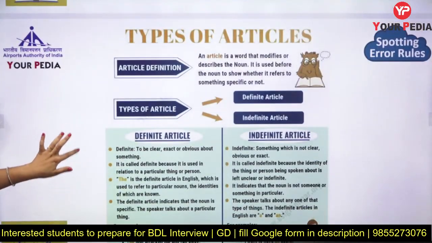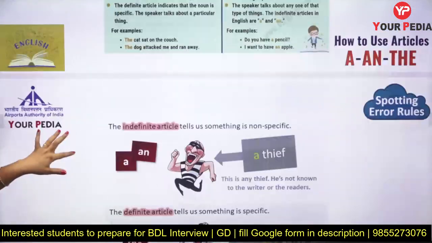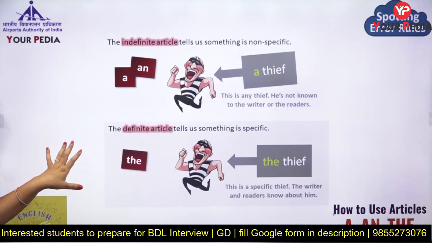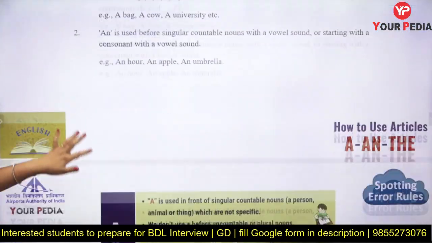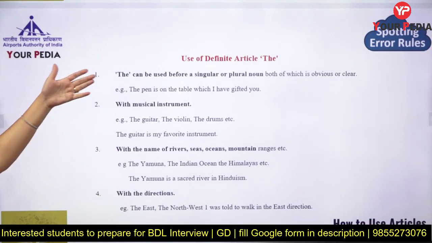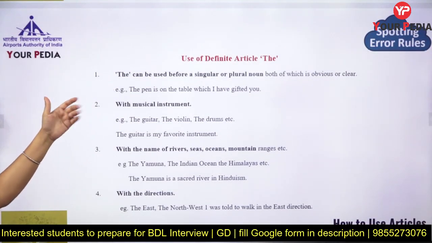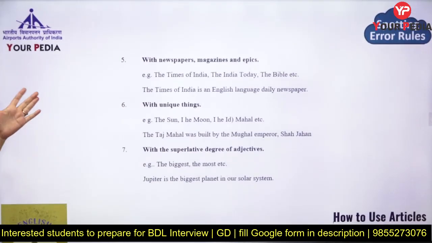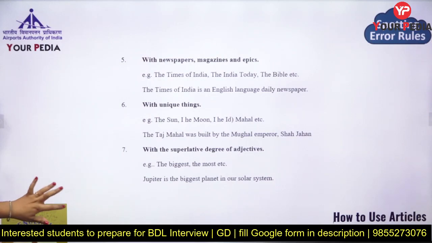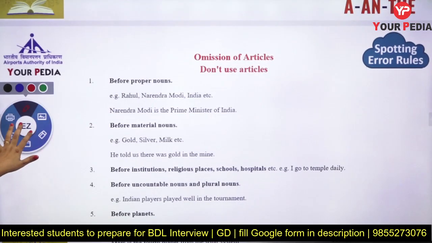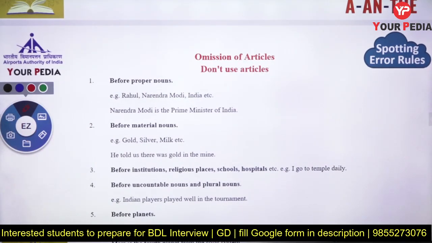So we have 3 articles. The articles are A, an and the. Article A is used for something that is indefinite, and an is used for something that starts with a vowel sound, also for the indefinite, and the is used for something that is definite to us. And where was the used? The was used regarding a definite thing, with musical instruments, with the names of oceans and rivers, with the directions, with newspapers, magazines, with unique things and with the superlative degrees. Now we will be starting with the next, where we do not need to use any form of articles, right?